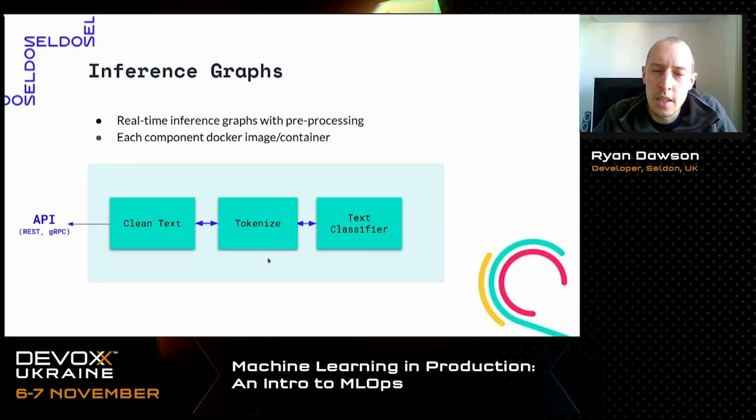With Seldon, we have an idea of an inference graph. The graph can be a kind of pipeline of steps, where each step is a Docker container, which can be specified by plugging a custom image into the Kubernetes manifest. Seldon then orchestrates the request to go through each of the containers in the graph in order before the responses go back to the consumer.